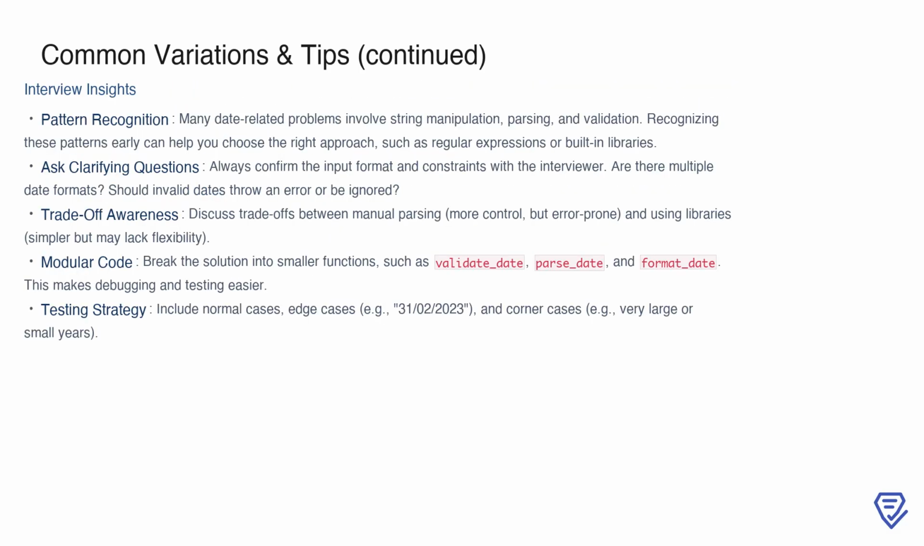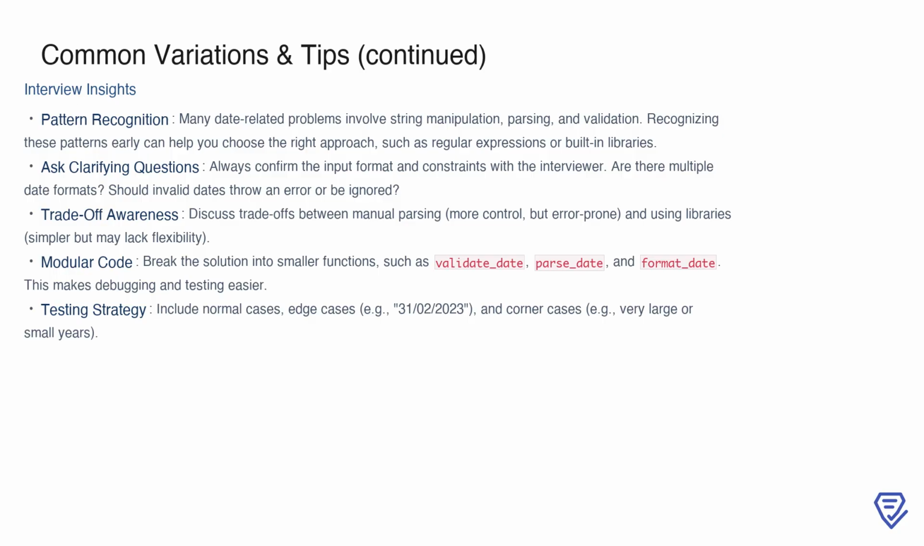When tackling date-related problems during interviews, certain strategies can give you an edge. First, recognize recurring patterns. Many date problems involve string manipulation, parsing, and validation. Identifying these patterns early can help you decide whether to use tools like regular expressions or built-in libraries. It's also crucial to ask clarifying questions. Confirm the expected input format and constraints with the interviewer. For example, ask whether multiple date formats are allowed or if invalid dates should throw an error or be ignored.